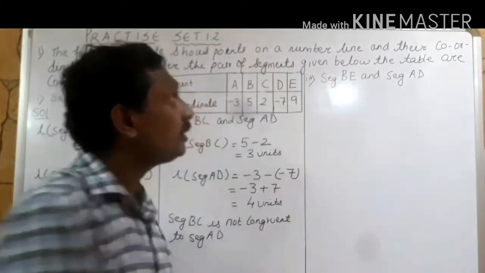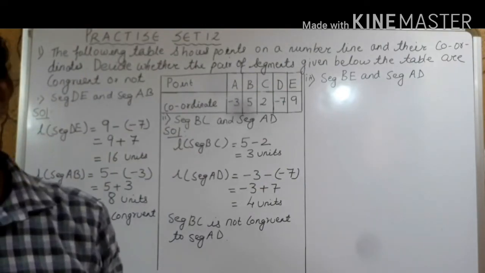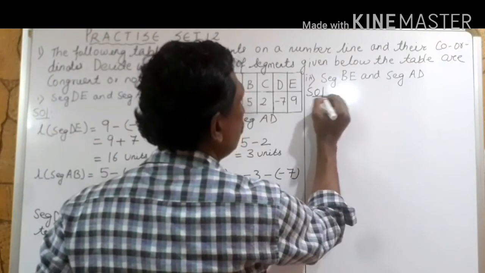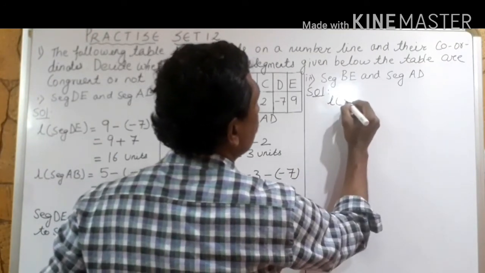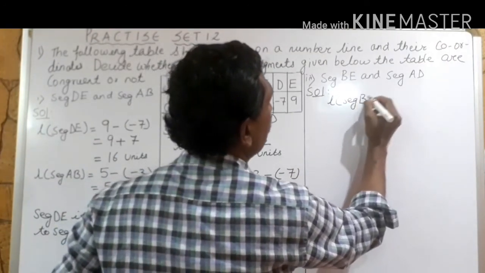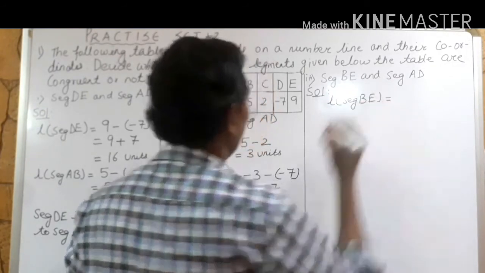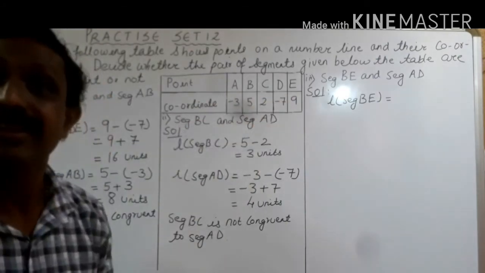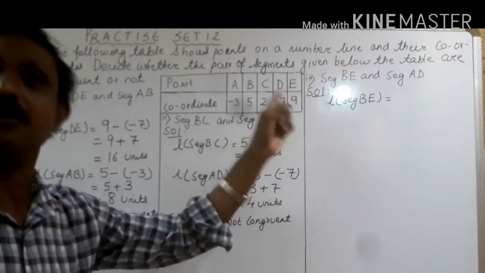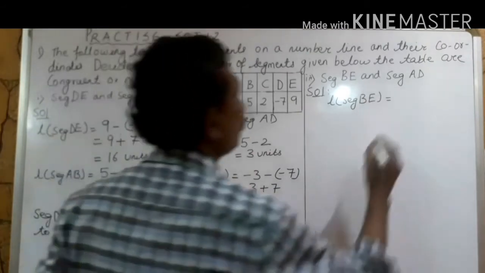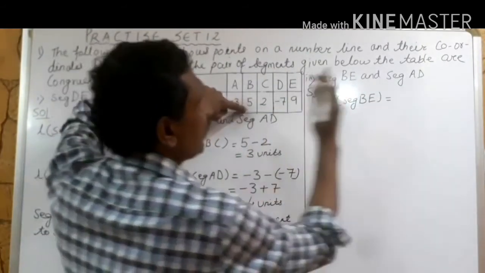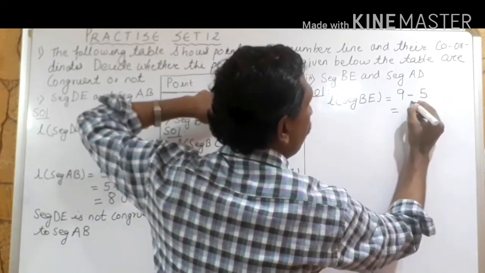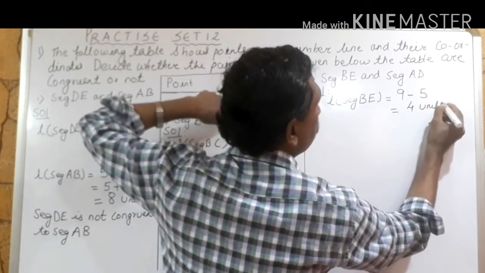Let's take the third one. In the third one, segment BE and segment AD is given to us. Let us find the length. Solution: length of segment BE is equal to, what is the coordinate of B? 5. What is the coordinate of E? 9. Which we are going to take? 9 minus 5. So 5 and 9 here. 9 minus 5, 4 units.